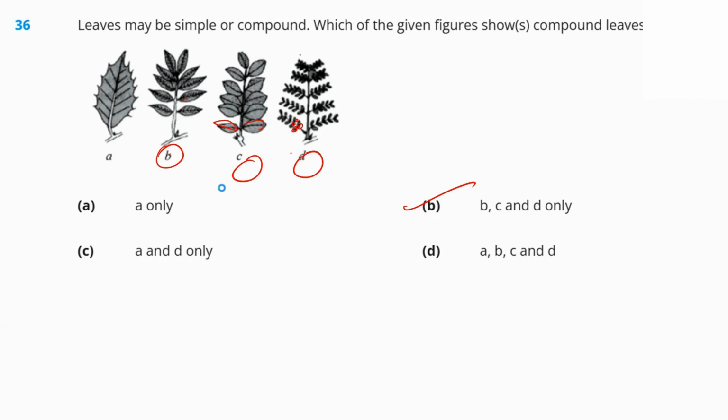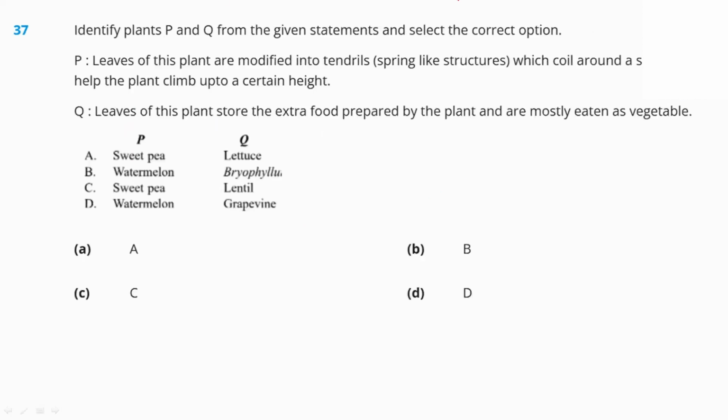Okay, next. Identify plants P and Q from the given statements and select the correct option. P: leaves of this plant are modified into tendrils, which are spring-like structures which coil around a support to help the plant climb to a certain height. So it is a climber. And Q: the leaves of a plant store extra food prepared by the plant and are mostly eaten as vegetable. Okay, so it can be a modified root, or a modified shoot. It can also be a stem. So our answer would be option number A, sweet pea.